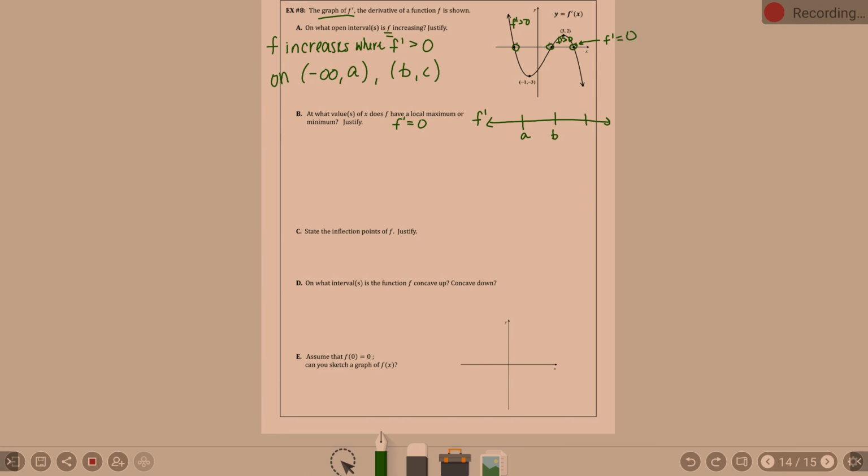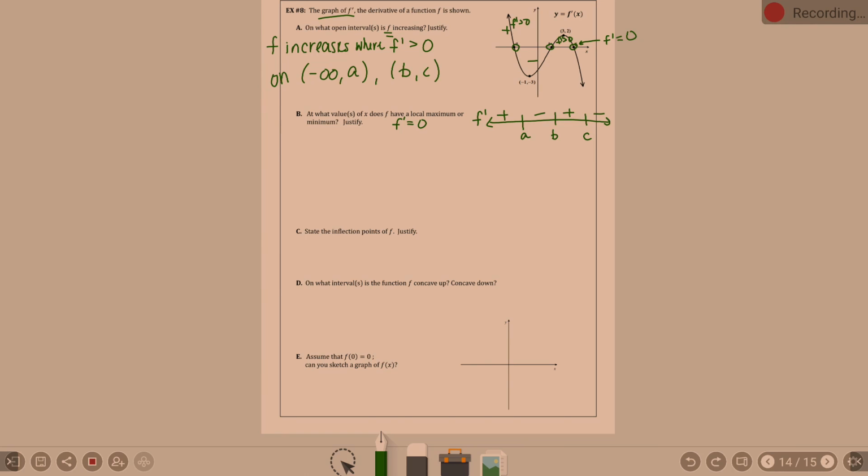Okay, I'm having us think sign chart here. What do you notice about the first derivative to the left of A? It is positive because it's above the x-axis. What do you notice about the derivative between A and B? It's negative because it's below the x-axis. What about the derivative between B and C? It's positive because it's above the x-axis, and the derivative to the right of C is negative because it's below the x-axis, correct?